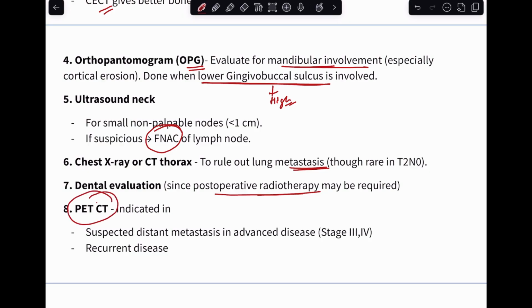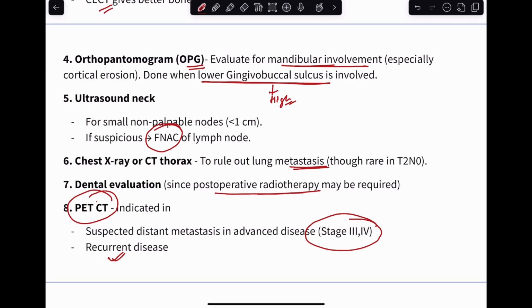PET CT. When do we do PET CT? We'll not do it in all cases. We'll do it only in cases of oral carcinoma where we suspect a very distant metastasis, especially in advanced cases in stage 3 and stage 4 of presentation. PET CT is also required in cases of recurrent disease. So that's about all the investigations that we need to do in a case of oral cavity cancer. In our case, we do not require a PET CT, we do not require an ultrasound of the neck as well, and an orthopantomogram.